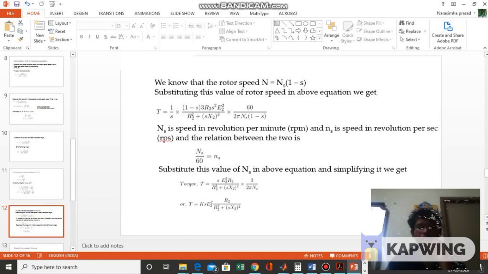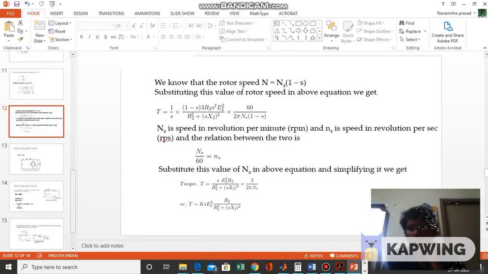But N is nothing but NR, the rotor speed, which is equal to NS into (1 minus S). Slip value is (NS minus NR) by NS. By rearranging that expression, we get N equal to NS into (1 minus S), where N is the rotor speed. Substituting this here, these two terms, (1 minus S) and (1 minus S), cancel each other, where small ns is NS by 60. Capital NS is in rpm, small ns is in rps. The relation between these two is this one. In this way we will get the expression 3 by 2 pi ns, k values.